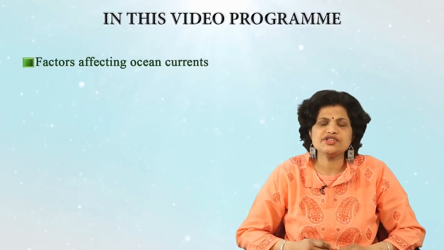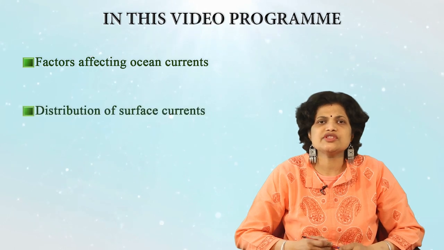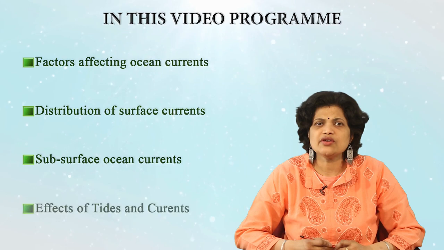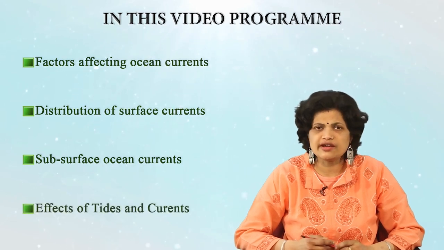factors affecting the ocean currents, distribution of the surface ocean currents, subsurface ocean currents and also the effects of tides and currents. Now you are already aware that tides are vertical movement of the ocean water under the influence of the gravitational forces of sun or moon or any other heavenly body, while ocean currents are the horizontal movement of a mass of oceanic water in a definite direction.